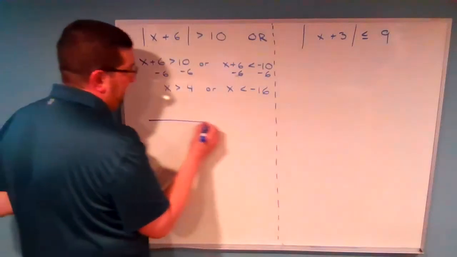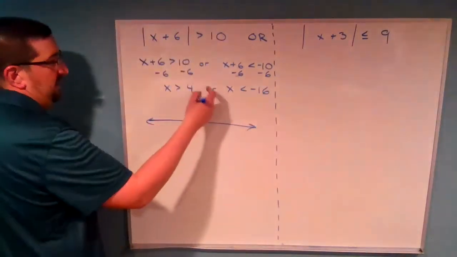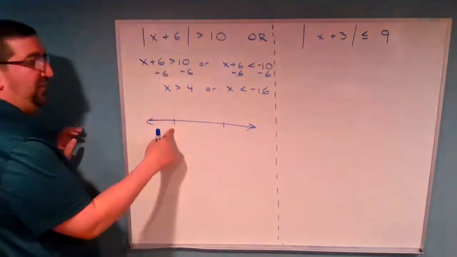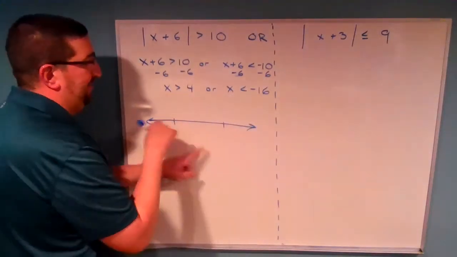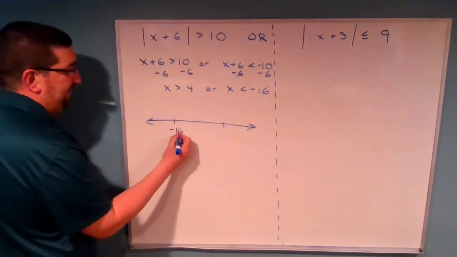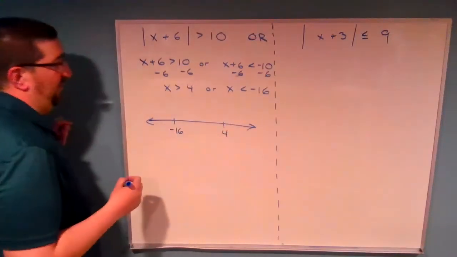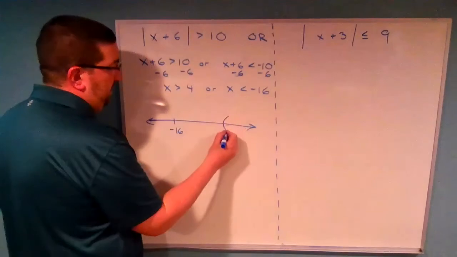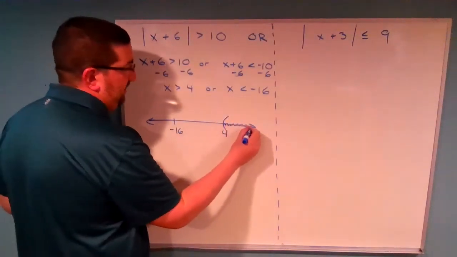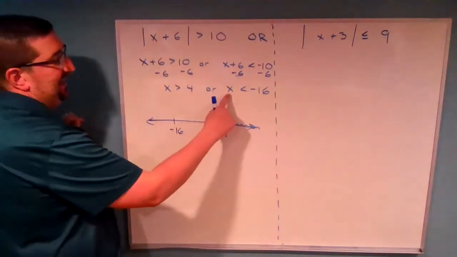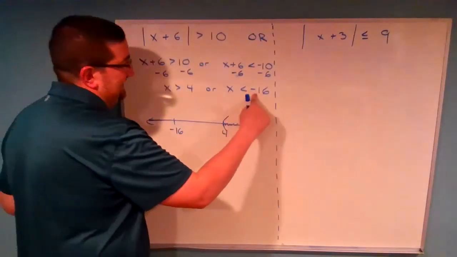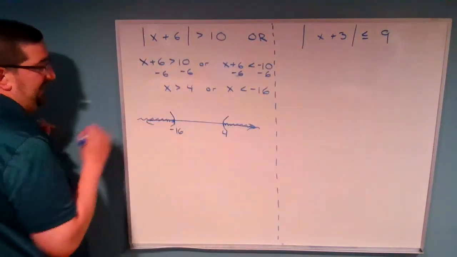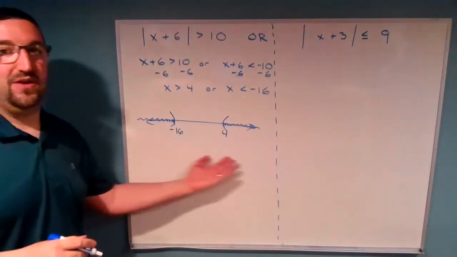We plot that on a number line. So we have to be aware of where these numbers would fall on a number line. Don't put the 4 here and the negative 16 there. That wouldn't make sense. So we want to put the negative 16 here and the 4 here. So we're looking at x has to be greater than 4. So we're going to be shading to the right of 4. Or x has to be less than negative 16. So we would be shading to the left of negative 16. So that would be our number line.